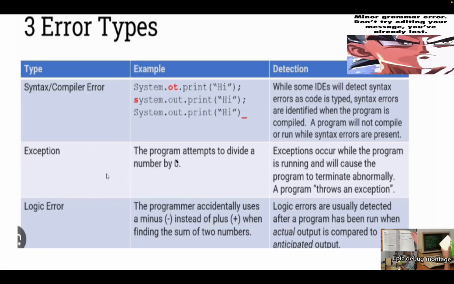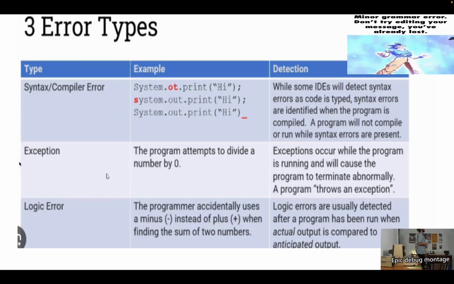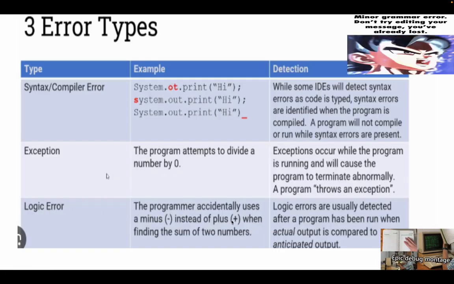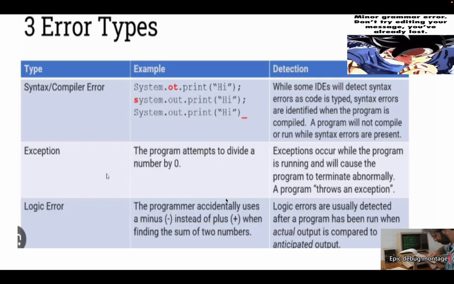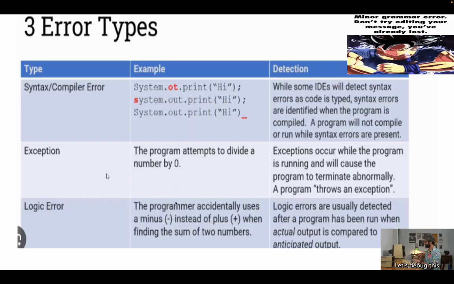An exception error is when you attempt to divide a number by 0, which is not possible, so that throws an exception error. Then you have a logic error. The code works, but there's an issue in the actual logic. For example, instead of using a plus when you're trying to make the sum of two numbers, you use a minus. That type of stuff.